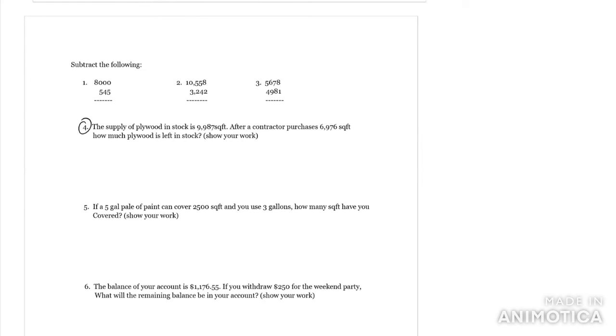Now we're dealing with subtraction. Supply of plywood in stock is 9,987 SQFT. This represents square feet. After a contractor purchases 6,976 square feet, how much plywood is left? So this is our sort of our total, and this is taken away. So what this question is asking us is to subtract these two numbers.